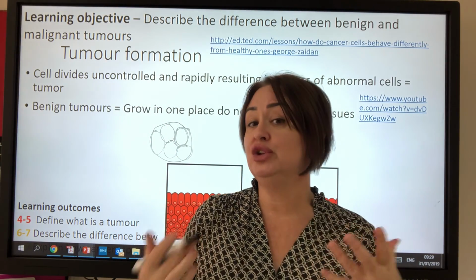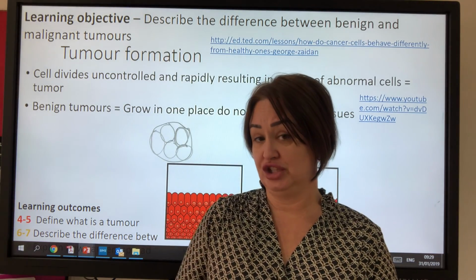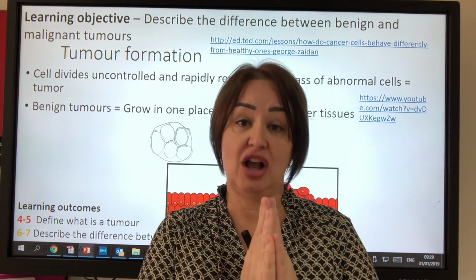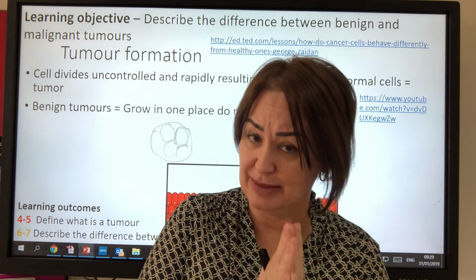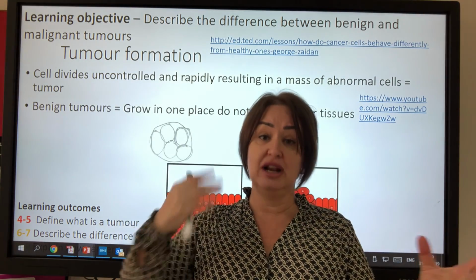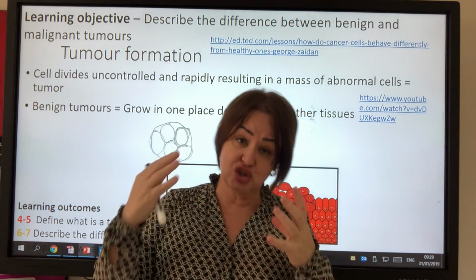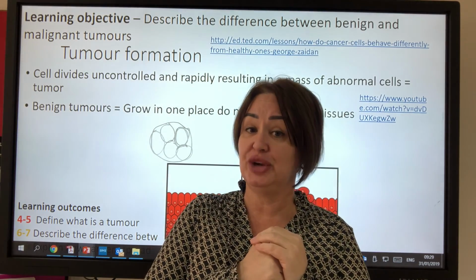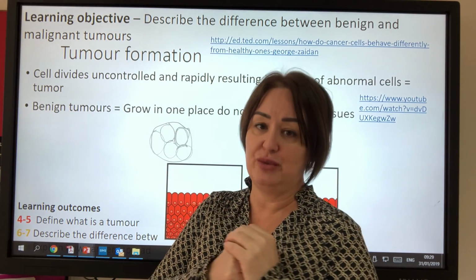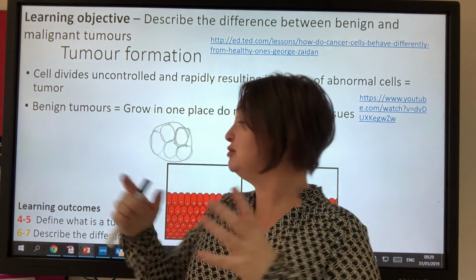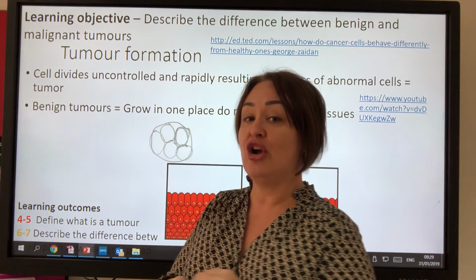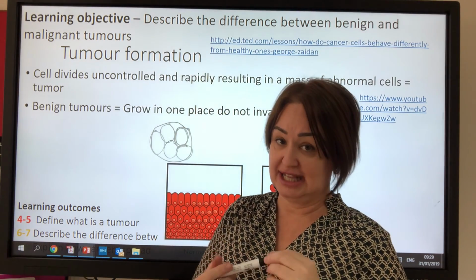However, where they will cause you discomfort or distress is if they are squashing on another organ. So for example, if you had a benign tumour in your brain, obviously it's going to be growing and squashing your brain tissue, so that's not going to be comfortable, and that would be a problem. Benign tumours, because they come in this little membrane, are often easy to be removed surgically.